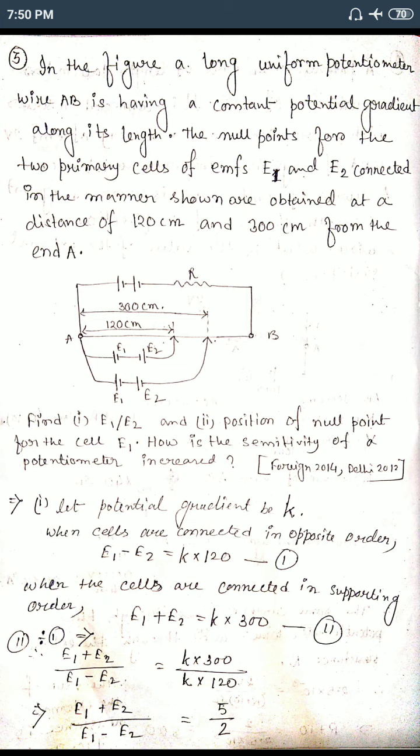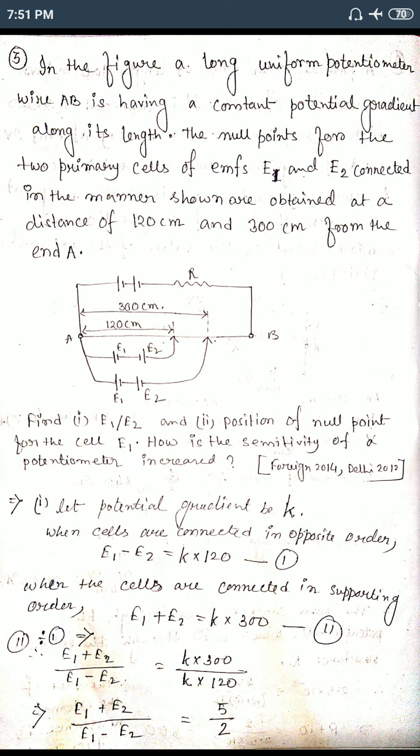In the figure, a long uniform potentiometer wire AB has a constant potential gradient, because the potential gradient is the same. Wherever you get the null point, that length and the total length, everywhere in the wire, the potential gradient will be constant. The null points for the two primary cells of EMF E1 and E2 connected in the manner shown are obtained at a distance of 120 centimeter and 300 centimeter from the end A.